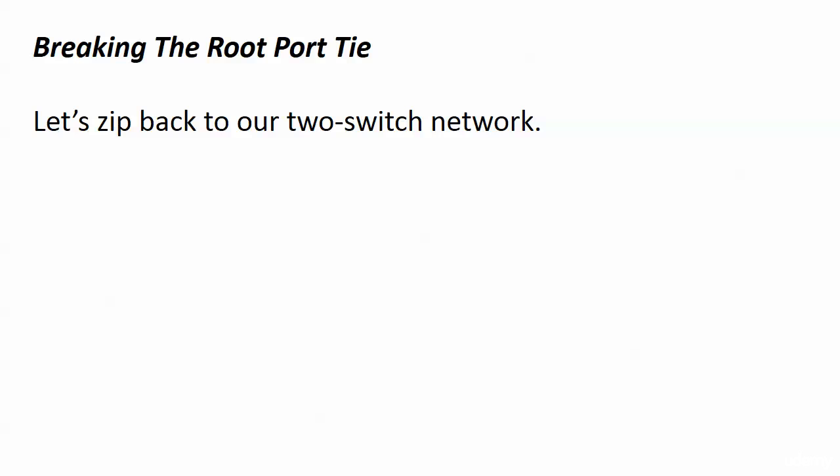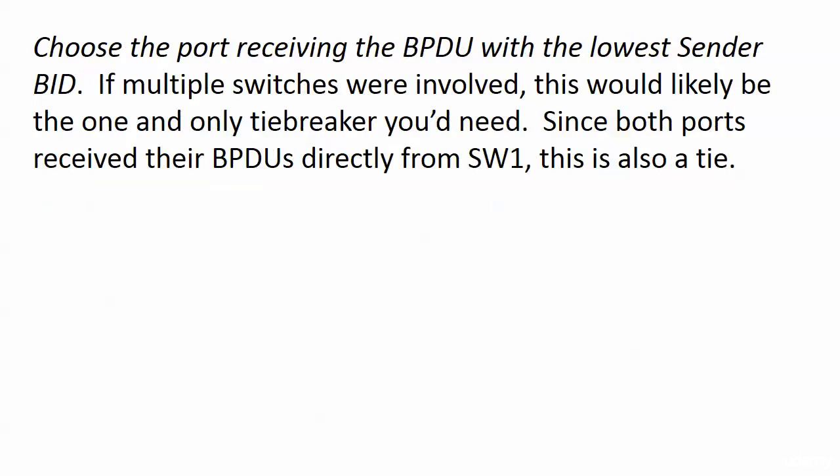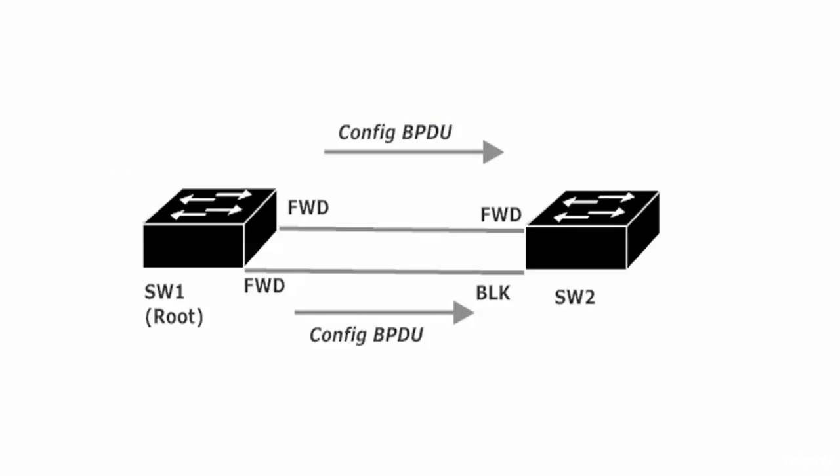We're going to zip back to our two-switch network for a few minutes, and I'm going to show this to you. I'm going to go past a couple of screens that I promise we'll come back to. But here's what we have right now. Switch 1 is the root, and both ports there are in forwarding mode. We have two trunks connecting our two switches. And over on switch 2, one of the ports is put into blocking mode. That's the non-root, and the other port there in forwarding mode is going to be the root.